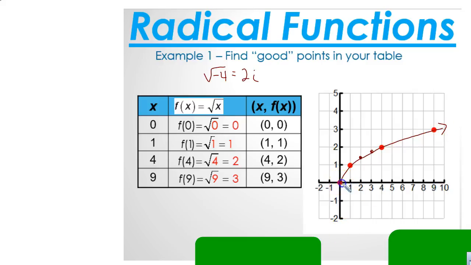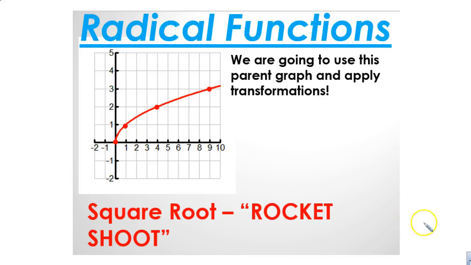There is not an arrow on the left. This is the starting point. You cannot go below 0 on the x-axis because you end up with the imaginary numbers, which are not graphed on the coordinate plane. So we have our function here.